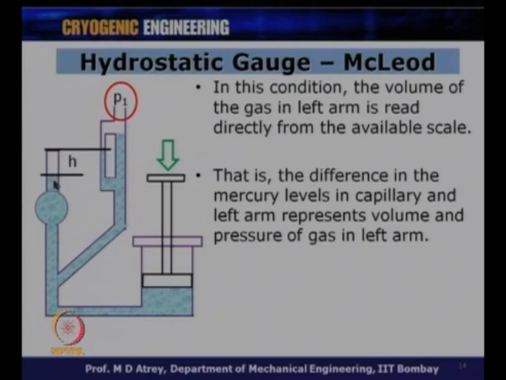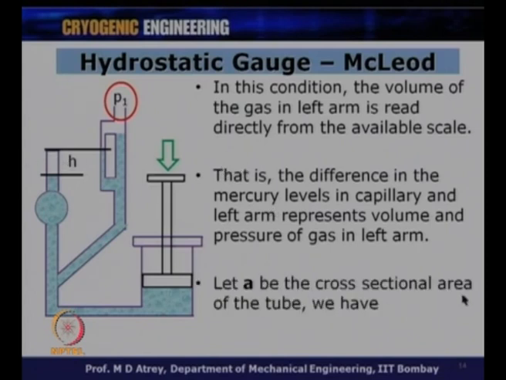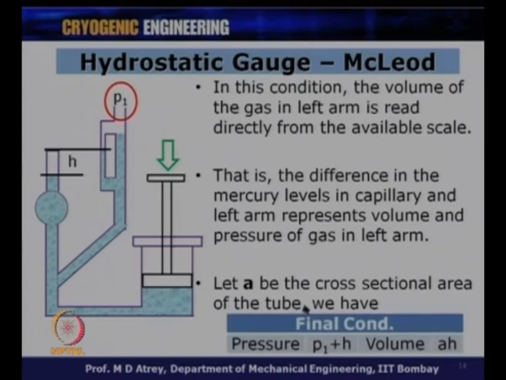So, I know both pressure and volume associated with the gas in this left arm, and I know now that P1 V1 is equal to P2 V2, and I can do further calculations. Let A be the cross section area of the tube. We have the final condition as pressure P1 plus H equivalent, and volume A into H. These are my final conditions of pressure and volume respectively.